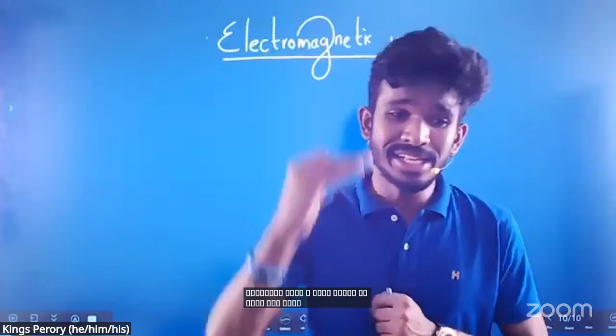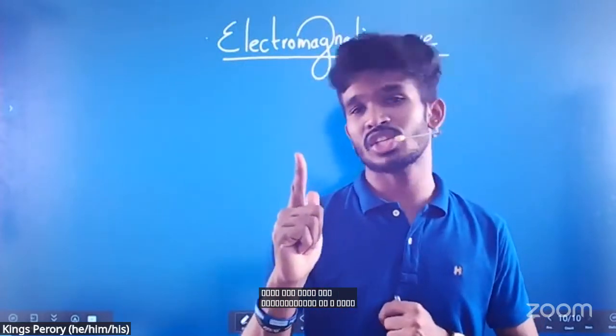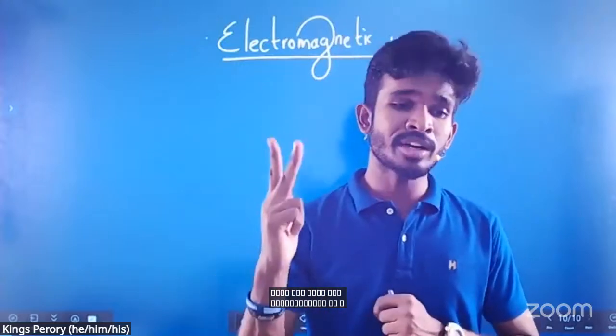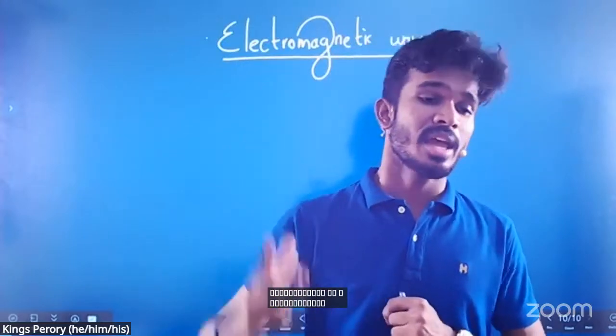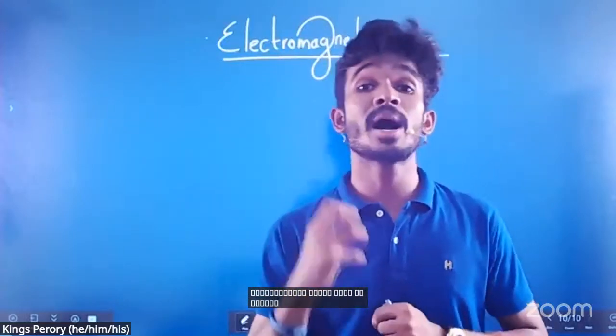I'll tell the definition. Initially, you won't understand. Later on, when I draw and show you all, you will understand. So first, listen. What is electromagnetic wave? Dual synchronized oscillation of electrical and magnetic wave that propagate perpendicular to each other is electromagnetic wave.